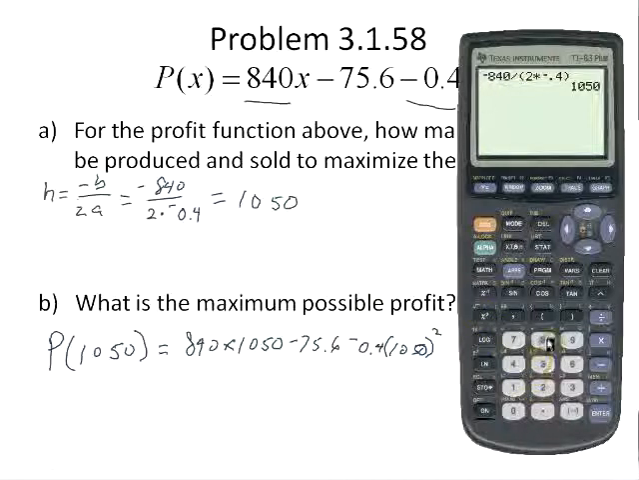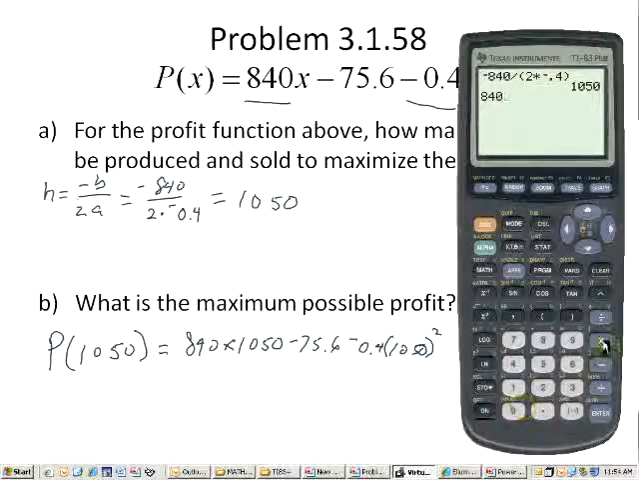And so going back over here to the calculator, we can compute this now. We're having 840 times the 1,050. Make sure everything is in here correct. Minus the 75.6 minus 0.4 times the 1,050 squared. So all of these computations give us a profit of $44. This is quite the profit.